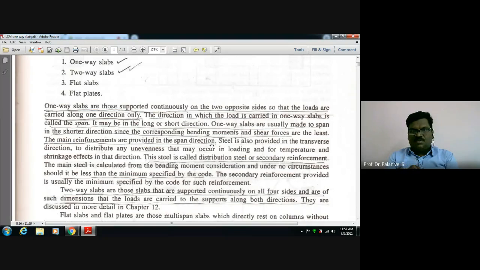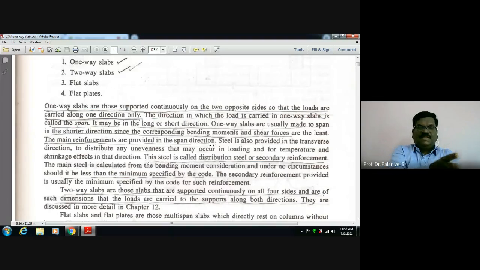Now I will come to our discussion. Just visualize: take a notebook or any textbook and put it like a wall in your room. Put the books like a rectangle, with all four sides like walls. One is the short span, another one is the long span. This is a one-way slab.